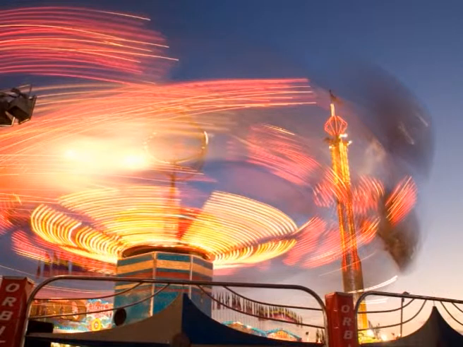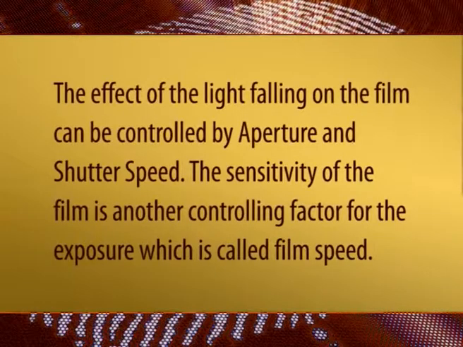Exposure. Exposure is the amount of light required to create a standard image on a photosensitive medium of a given sensitivity. Exposure is the combined effect of the light falling on the photosensitive material, that is the film, and the sensitivity of the film, that is the film speed. The effect of the light falling on the film can be controlled by aperture and shutter speeds. The sensitivity of the film is another controlling factor for the exposure, which is called film speed. So, technically, it is the joint calculation of intensity of light and its duration.